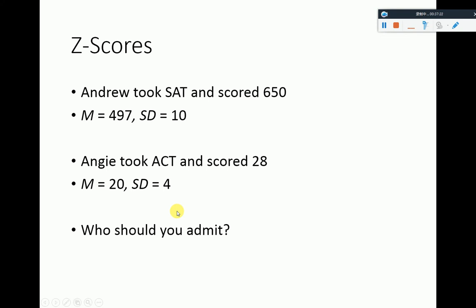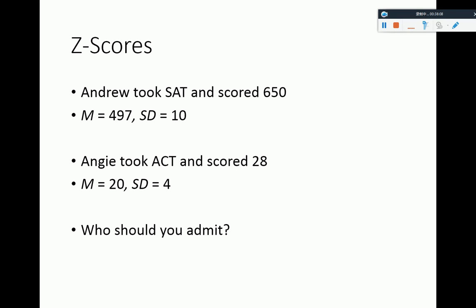As a different exercise that should be rather similar, right? If Andrew took the SAT and scored 650, and we know for that year, the distribution for SAT scores has a mean of this and a standard deviation of this. Angie took the ACT and scored this, and for that year, the ACT has a distribution with a mean of 20 and a standard deviation of 4. And they're both applying for UHM. As the admission officer, who would you admit?